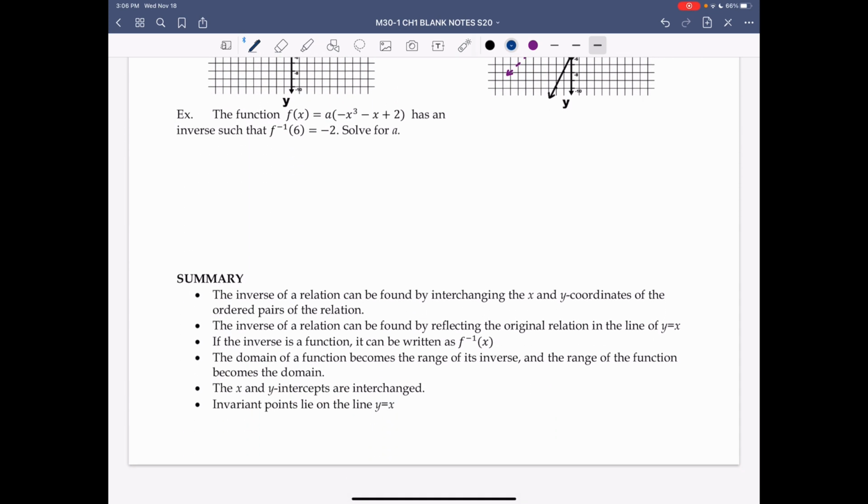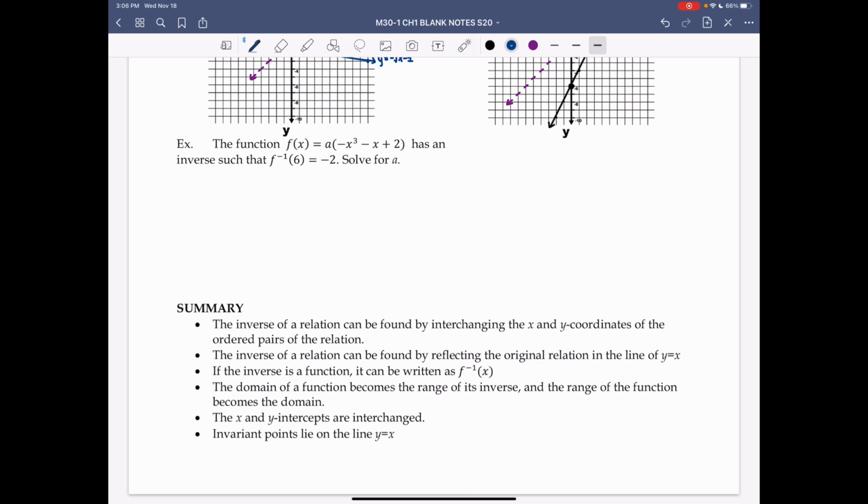Example: the function f of x equals a bracket negative x cubed minus x plus 2 has an inverse such that f inverse of 6 equals negative 2. Solve for a. If f inverse of 6 equals negative 2, we know that for the inverse we switch the x and the y value, so then f of negative 2 would have to equal 6.